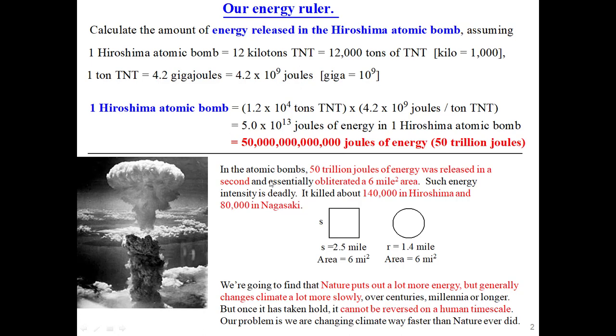Okay, now the thing about the Hiroshima atomic bomb is that all that energy was released in just a second. It's so powerful, such intensity, it obliterated a 6 square mile area. Of course, everybody in there. So in Hiroshima, 140,000 people were killed and 80,000 in Nagasaki. So it's a tremendous amount of energy, and that's what we're going to use to measure the energy that we see in our world. If we were to look at a proportion of distance, it might be the same as a square 2.5 miles on a side, or a circle with a radius of 1.4 miles. Okay, everything inside there would be obliterated. That's a lot of energy.